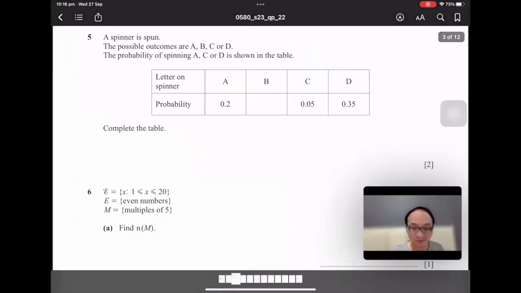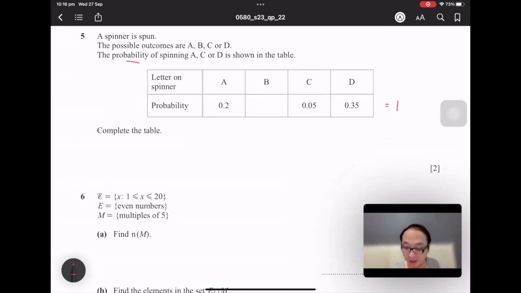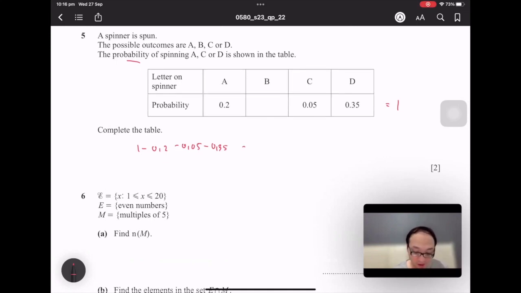Number 5. A spinner is spun. The possible outcomes are A, B, C, or D. The probabilities of spinning A, C, and D are shown in the table. Complete the table. We know that the total of the probabilities should equal 1, so B will be the remainder. So 1 minus 0.2 minus 0.05 minus 0.35 equals 0.4.